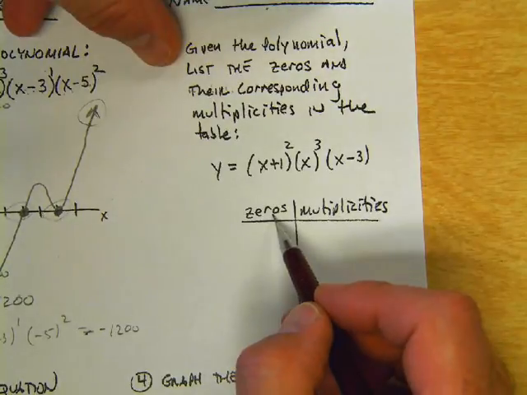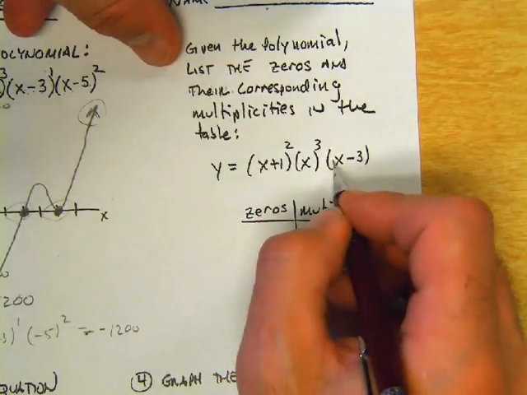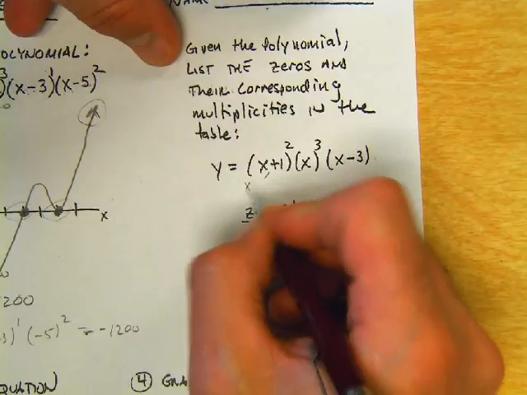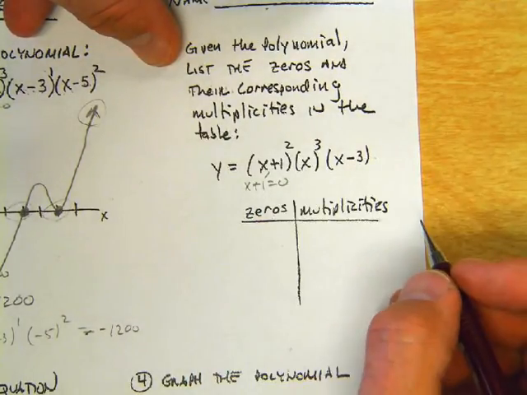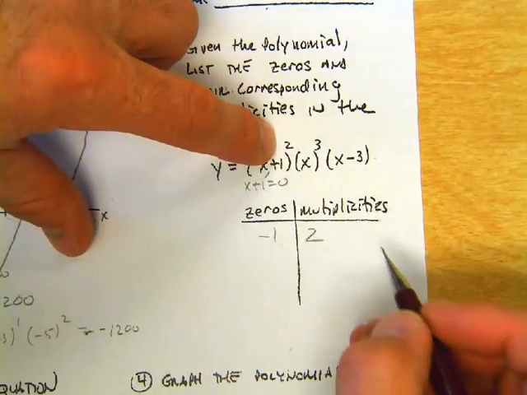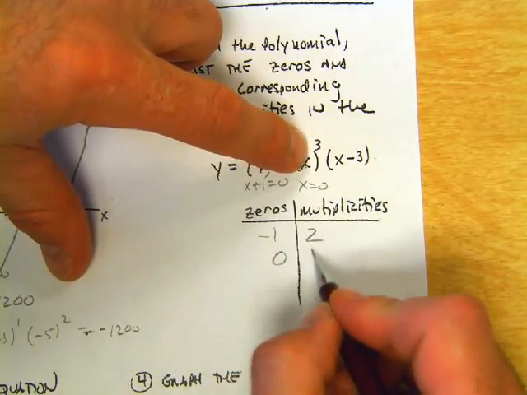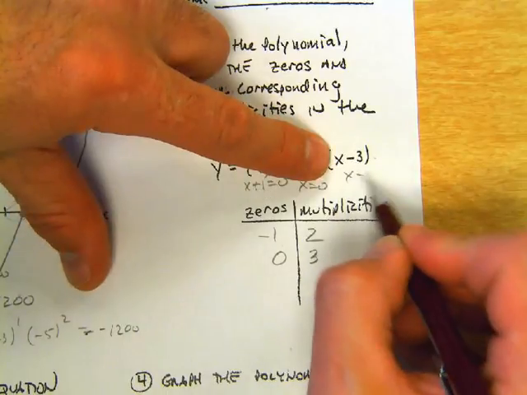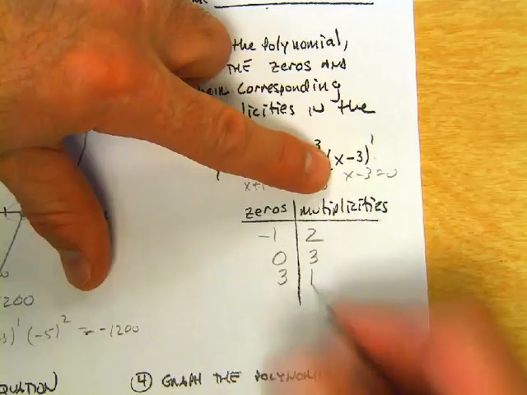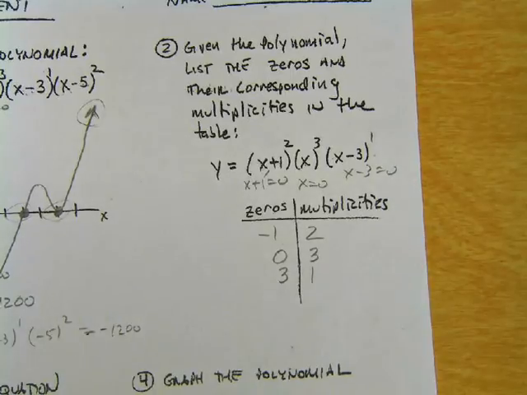So the way that we get the zeros, or the roots, or the x-intercepts, is we set each of these linear binomials or linear monomials equal to 0, and we solve them. So this root would be at negative 1, the exponent is 2. This one, x equals 0, and the exponent is 3. See, x minus 3, the root is going to be at positive 3, and the exponent or multiplicity is 1. Okay so far?